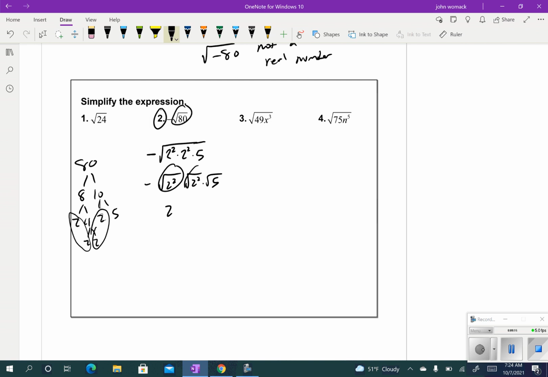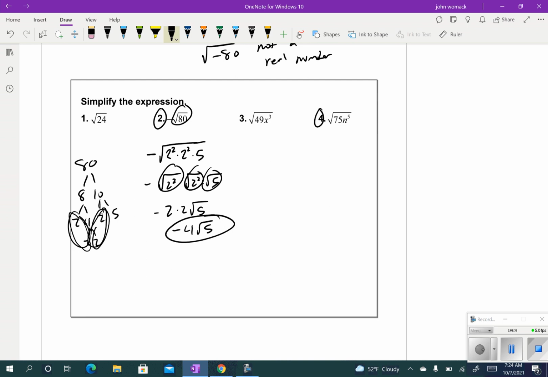That's 2. That's 2. And that's a square root of 5. Negative 2 times 2 is negative 4. That is a negative square root of 80 in simplified form. So you're always looking for these pairs of factors. If you don't have a pair of factors, then you can't simplify it. Let's try 4. So let's do 4 together, then I'll have you guys try 1 and 3.